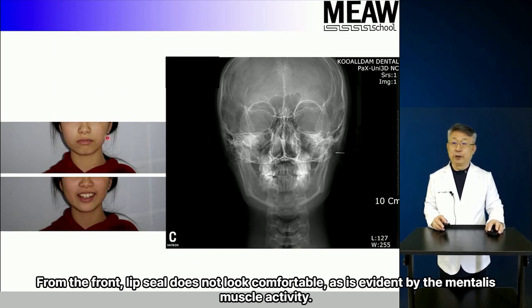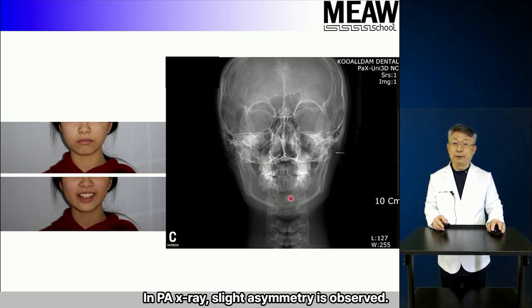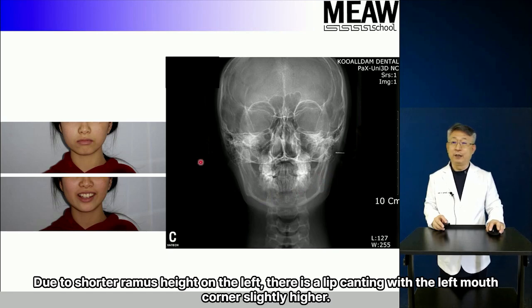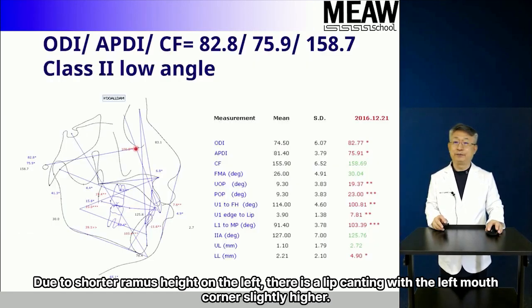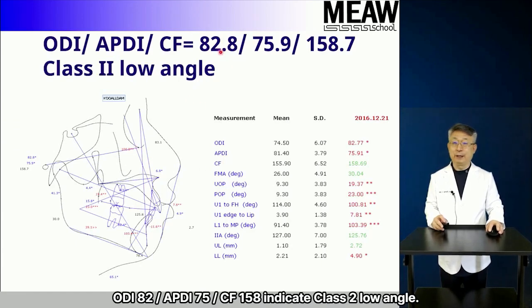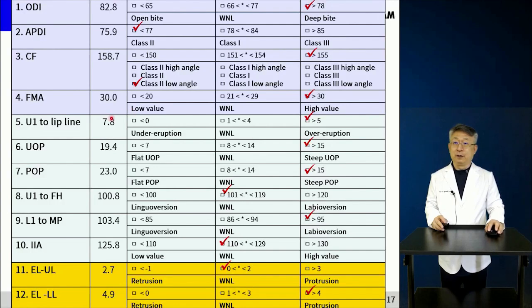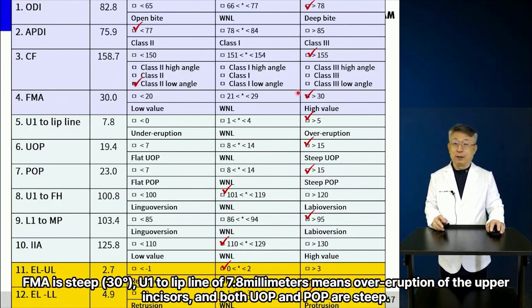From the front, lip seal does not look comfortable, as is evident by the mentalis muscle activity. In PA X-ray, slight asymmetry is observed. Due to shorter ramus height on the left, there is a lip canting with the left mouth corner slightly higher. ODI 82, API 75, CF 158 indicate class 2 low angle. FMA is steep 30, yon to lip line of 7.8 mm means overeruption of the upper incisors. And both UOP and POP are steep.